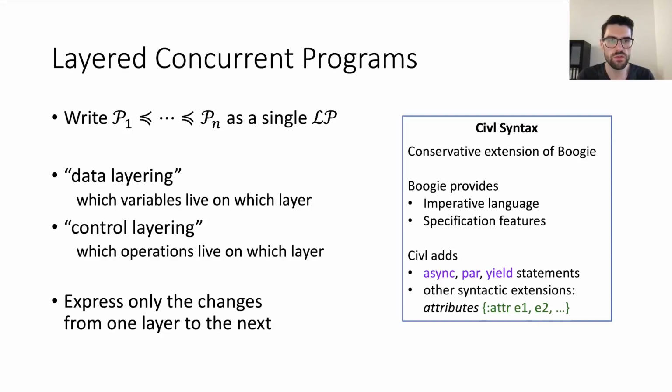The concrete syntax for Civl is a conservative extension of Boogie, where Boogie provides the features for writing imperative sequential code like assignments, loops, if conditions, and so on, and also the associated specification features like pre and post conditions, assume and assert statements, and so forth. Civl, on top of that, adds asynchronous calls, parallel calls, and yield statements to express concurrent programs, and all of the other annotations it requires to express a proof are given as attributes, which can be attached to basically every abstract syntax tree node of a Boogie program. Let's look at an example.